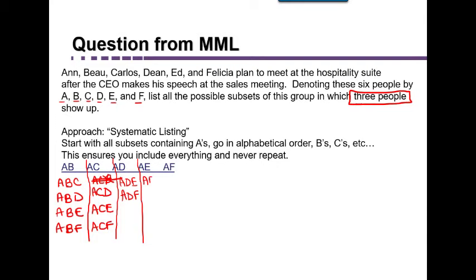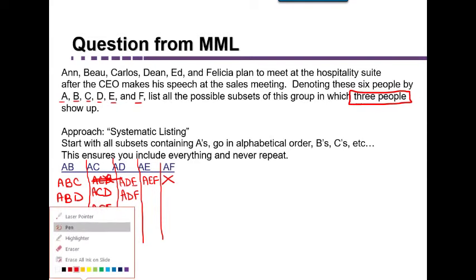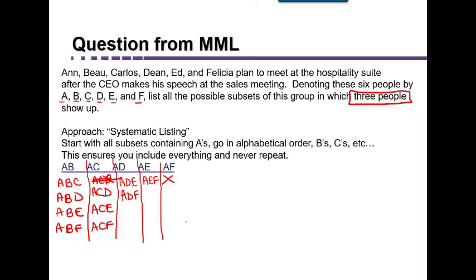Next, I'm going to list the ACs, but notice I'm not going to go ACB, for example, because ABC is the same 3 people as ACB. You never go backwards in the alphabet, only forward. So instead, you would start with AC and then go to the next letter D, and then ACE, and then ACF. So those would be all the ones that have the A and the C in them that we haven't already listed. And then we would do the AD.